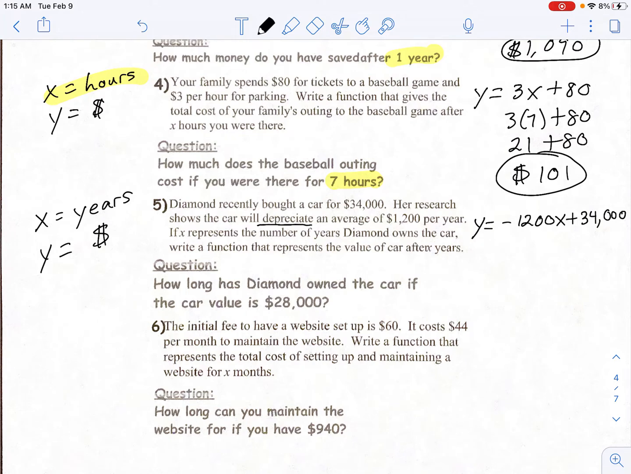All right. Now, it says, how long has Diamond owned the car if the value is $28,000? My Y label is dollars, so I'm actually going to plug in $28,000 for my Y label. So $28,000 equals negative 1200x plus 34,000. So I'm going to subtract 34,000.